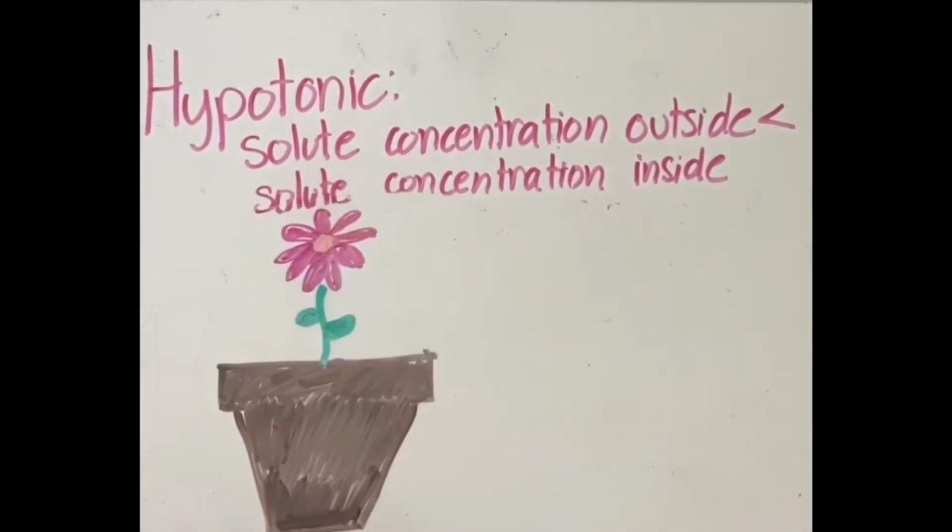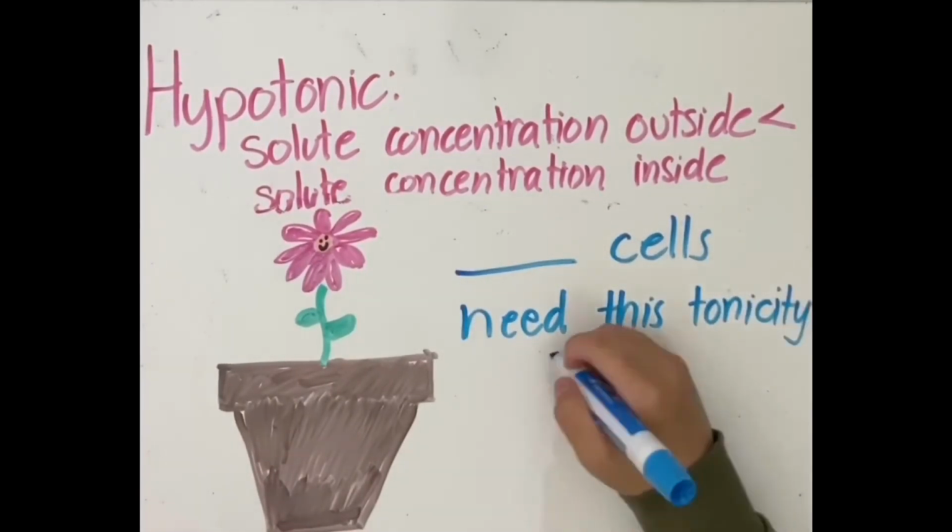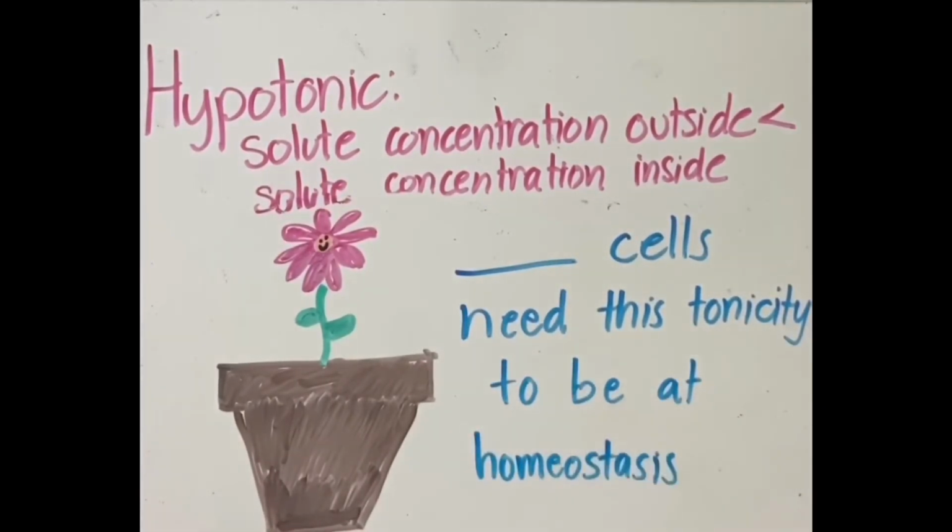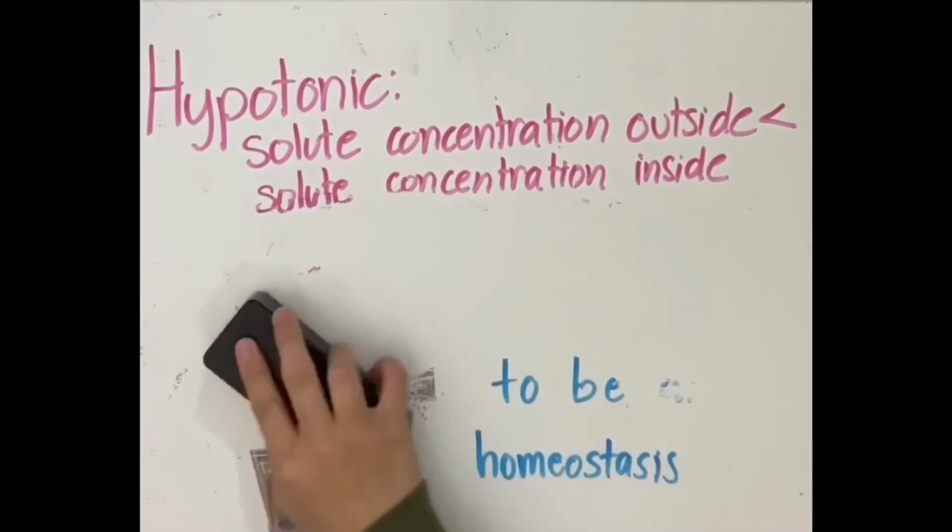Now, we're just painting a cute little sunflower like Bob Ross. But why is this relevant? Because plant cells need hypotonic solutions to maintain homeostasis.